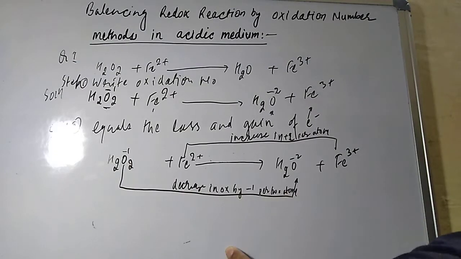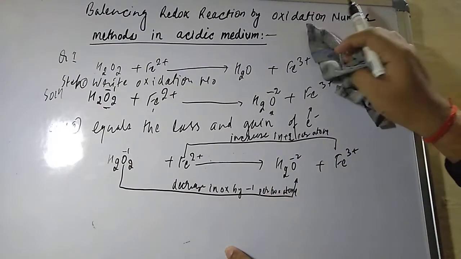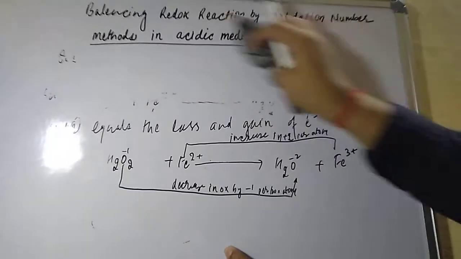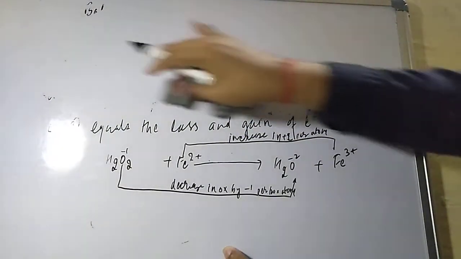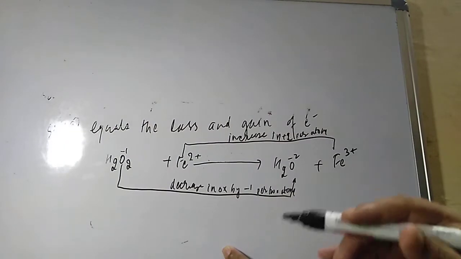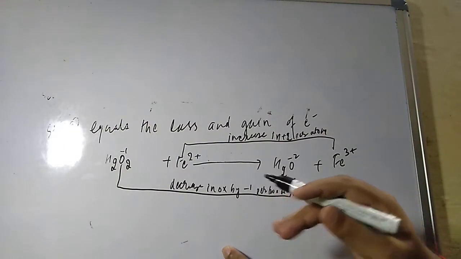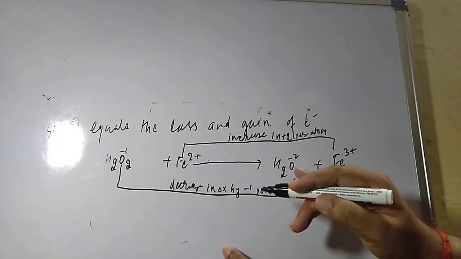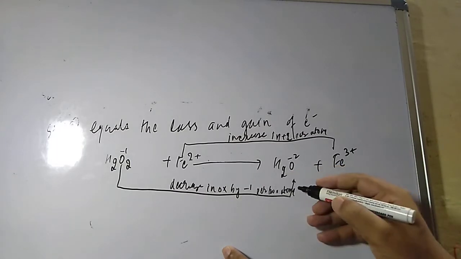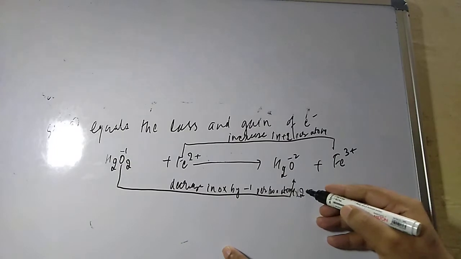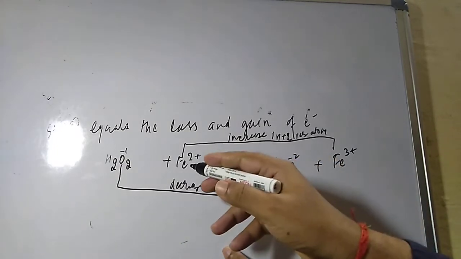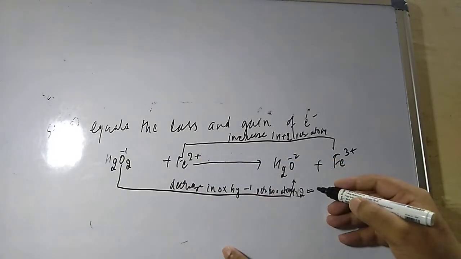So what we have to do, student, is multiply. How do we multiply? Here per 2 atoms are there, so you have to multiply by 2, student. If you multiply by 2, how much will it come? That loss is minus 2.